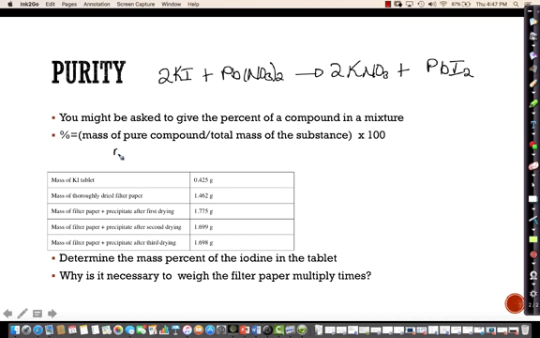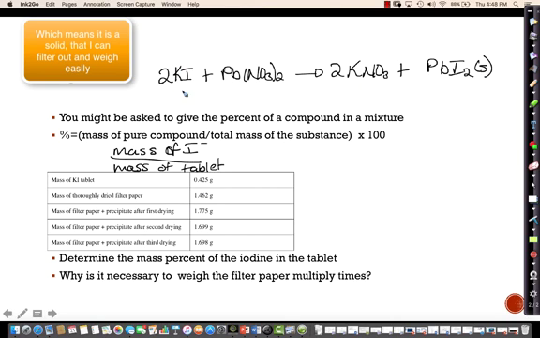I need to get the mass of I, and I need the mass of the mixture, which in this case is going to be this tablet that I'm analyzing. Basically, what we did is a precipitation reaction. We combined our potassium iodide with lead nitrate, and then we made potassium nitrate and lead iodide, which is a precipitate. So I made a precipitate here.